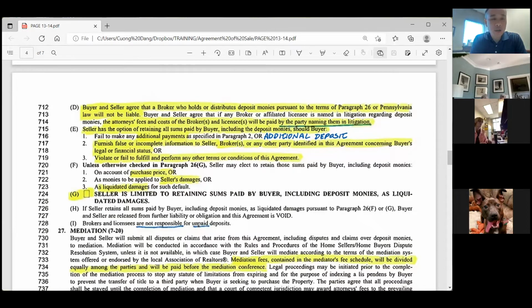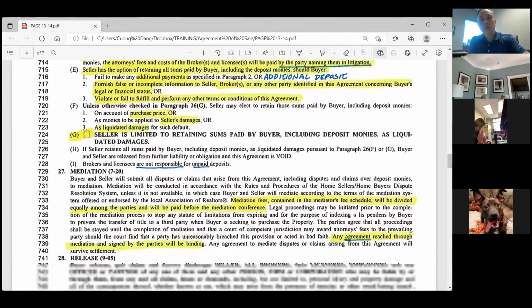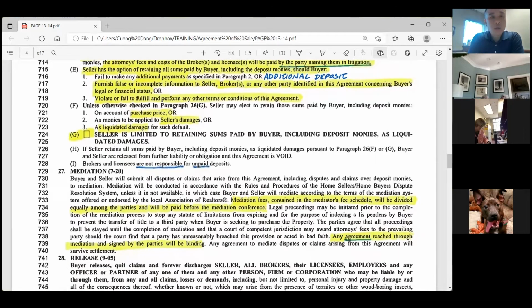26F, unless otherwise checked in paragraph 26G, seller may elect to retain those sums paid by buyer, including deposit monies, 1, on account of purchase price, 2, as monies to be applied to seller's damages, or 3, as liquidated damages for such default. 26G, the checkbox here: seller is limited to retaining sums paid by buyer, including deposit monies, as liquidated damages.